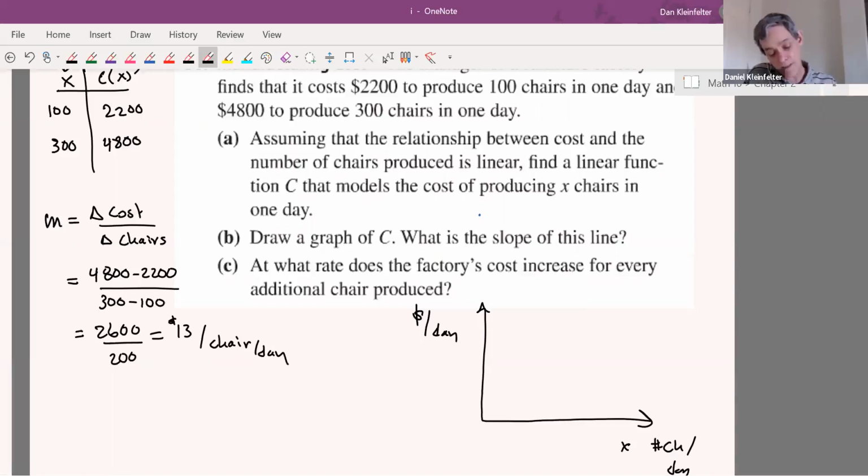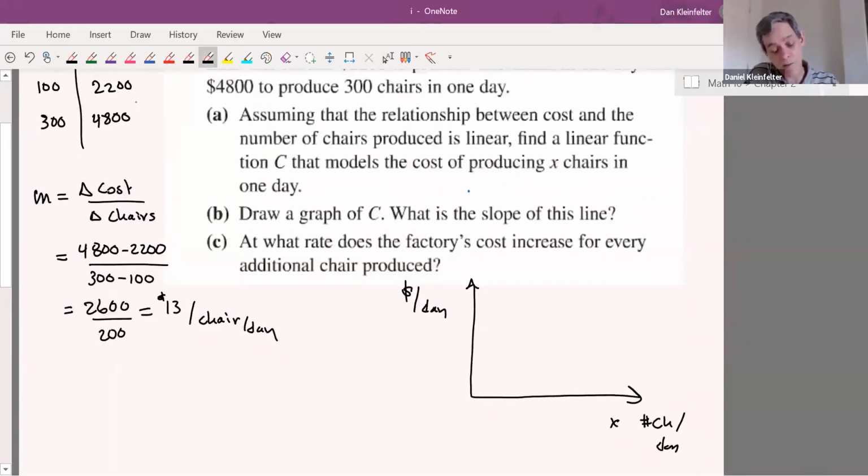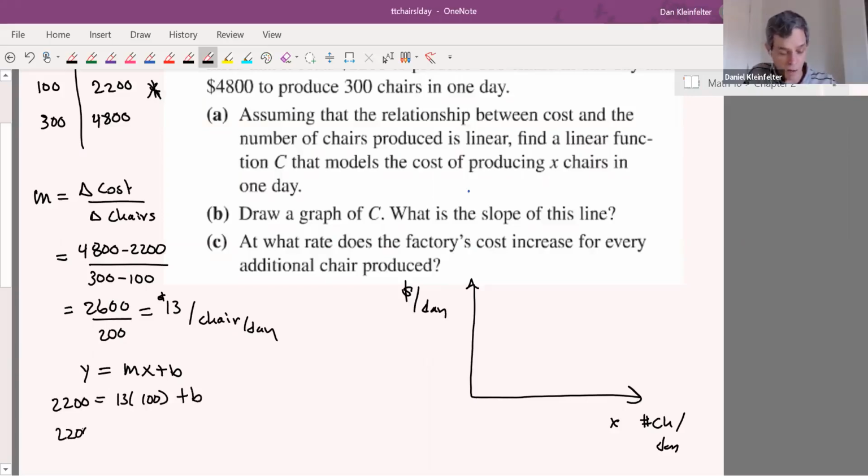Okay, so formula. So this one we don't have the y-intercept like we did in the prior example, but we do have points on the graph that we can use. You can use either of these. I would probably just use the one with the smaller numbers, frankly, but it's up to you. So we have y equals mx plus b is the format I'm going to try to fill out. And so our output is 2,200. The slope was 13, our x is 100, and then we'll use that to help us solve for b. So 2,200 is 1,300 plus b.